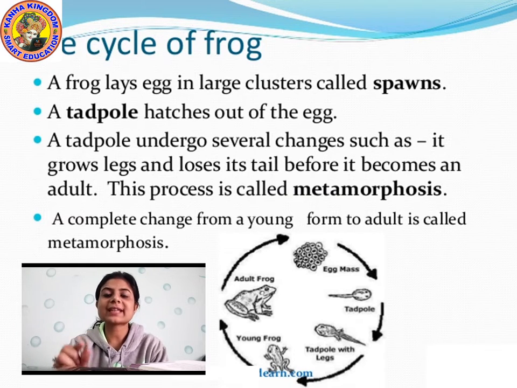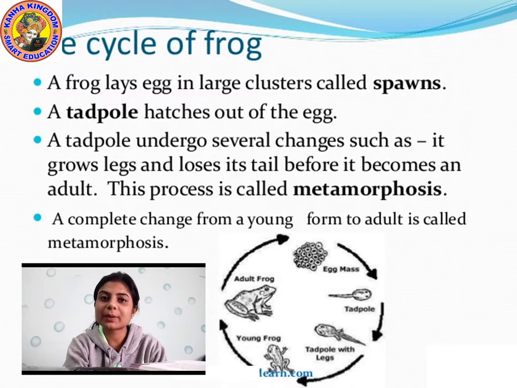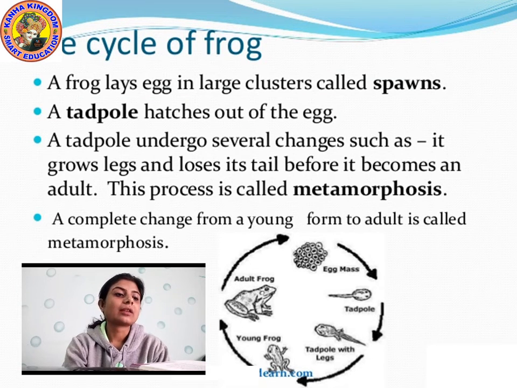It is very tiny, black in color, with a tail. It looks like a small fish when it swims in the water. It has a tail. In your book, you can see the picture of the tadpole. Can you see? From the cluster of eggs called spawn, a tadpole hatches out.